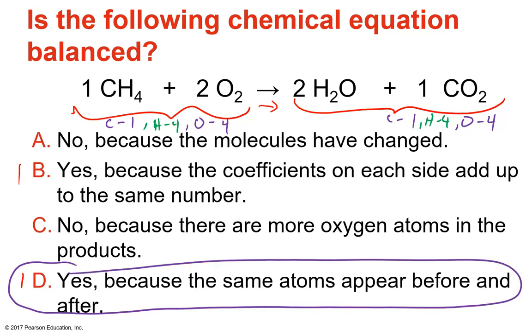Now there was another yes because the coefficients on each side add up to the same. 1 plus 2 is 3, 2 plus 1 is 3. That was not material. What was material was how many atoms are present, not how many molecules. The fact that there were 3 molecules on one side and 3 molecules on the other was coincidental. And of course, the other ones couldn't be right because they say no. So once again, making sense?